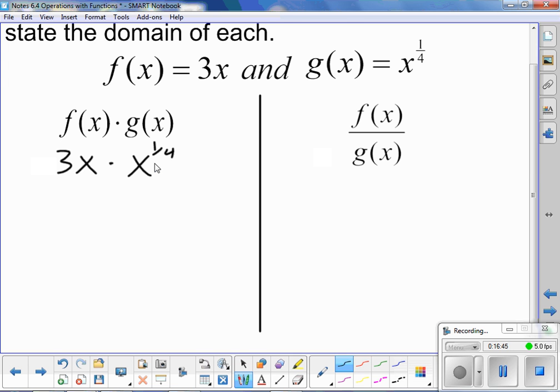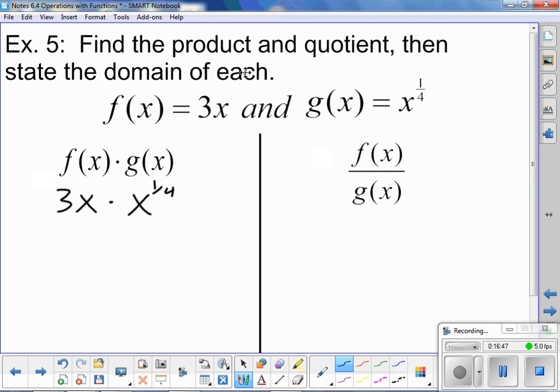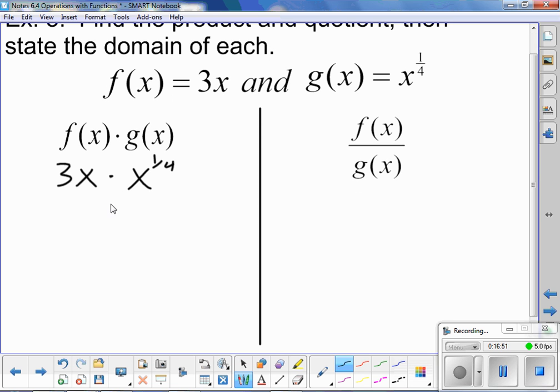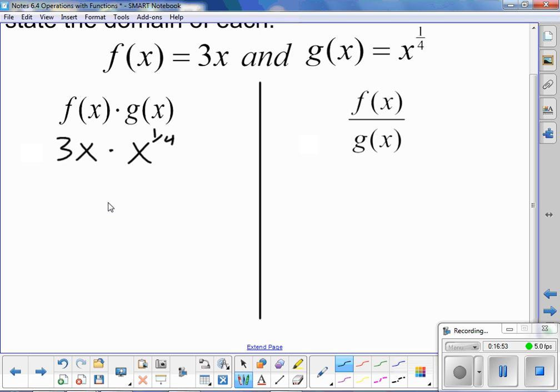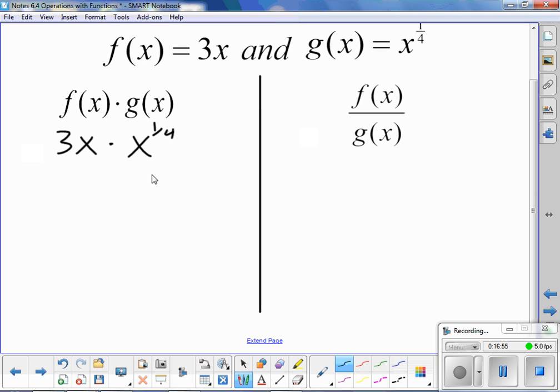So 3x times x to the 1/4 power. Find the product and quotient. Okay, so it doesn't say what form we have to have this in. So what we could do here is basically just put these together. Since it's in exponential form, let's keep it in exponential form. This is to the first power.